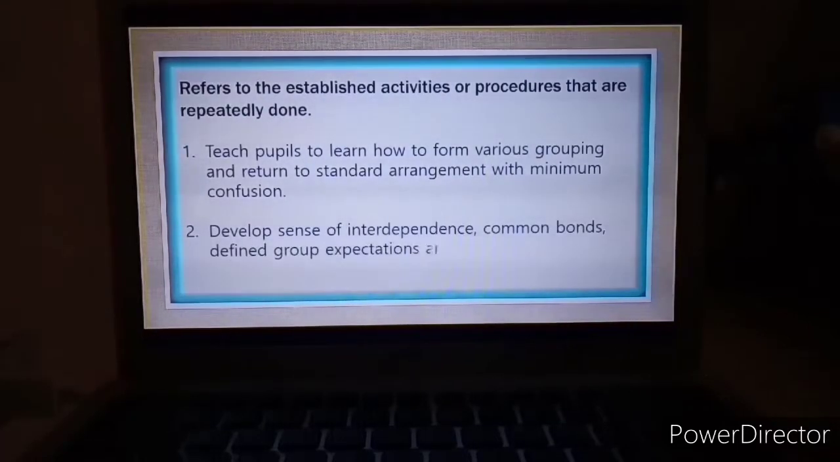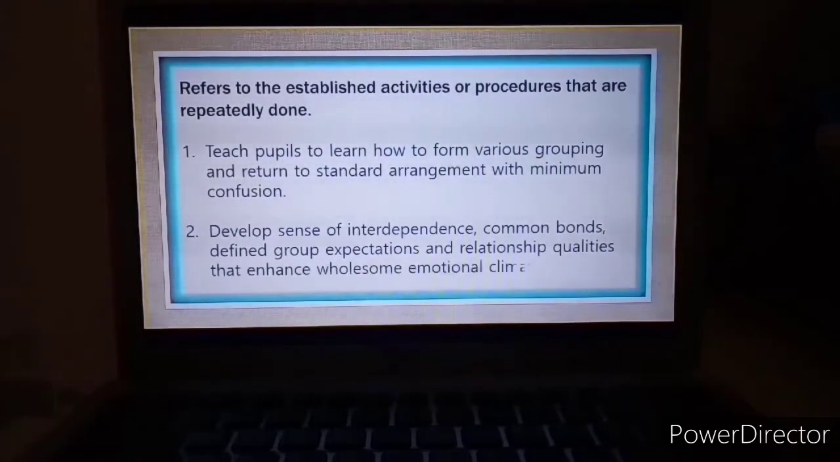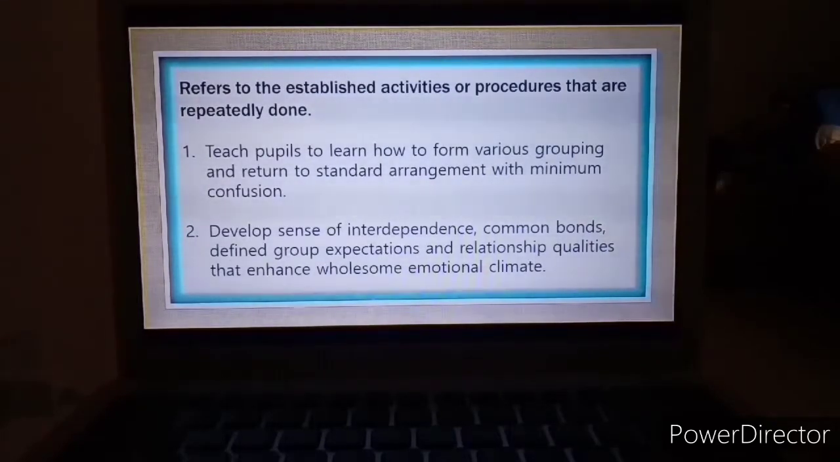Second, develop a sense of interdependence, common bonds, define group expectations and relationship qualities that enhance a wholesome emotional climate. So to create an enjoyable learning environment, we need to encourage every student to fully participate in every activity, create a common bond, and foster respect among others.